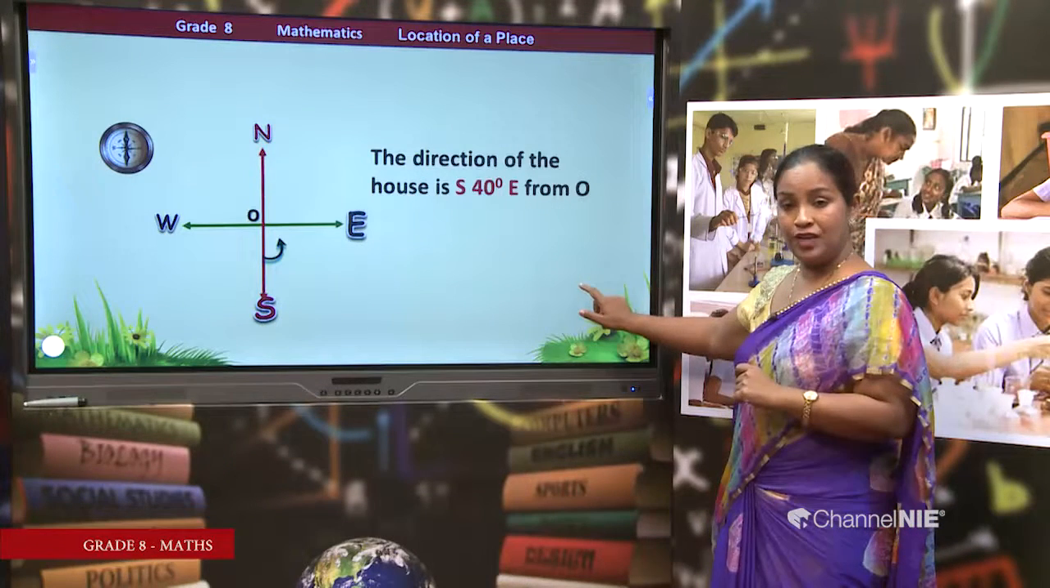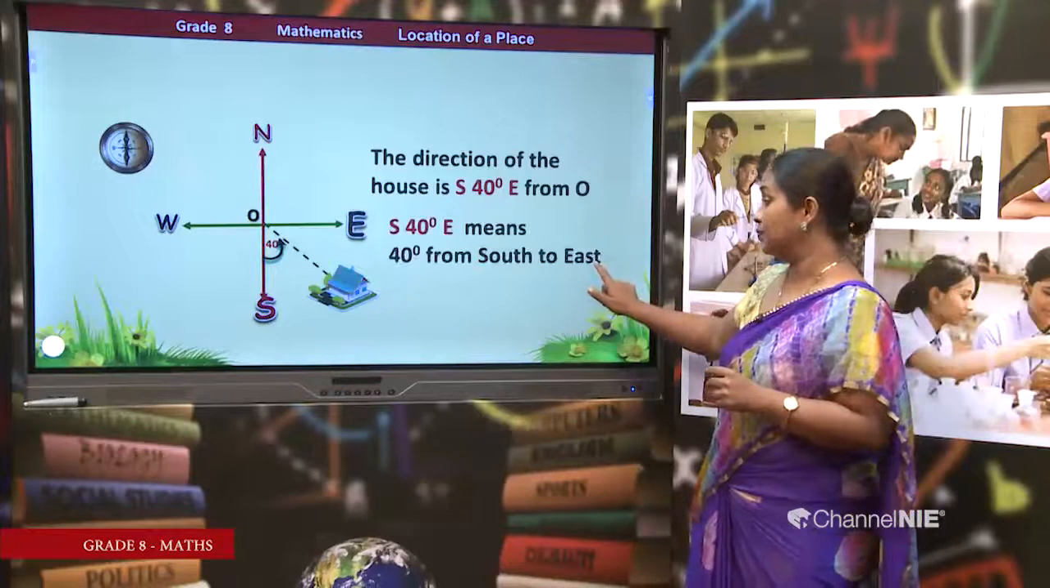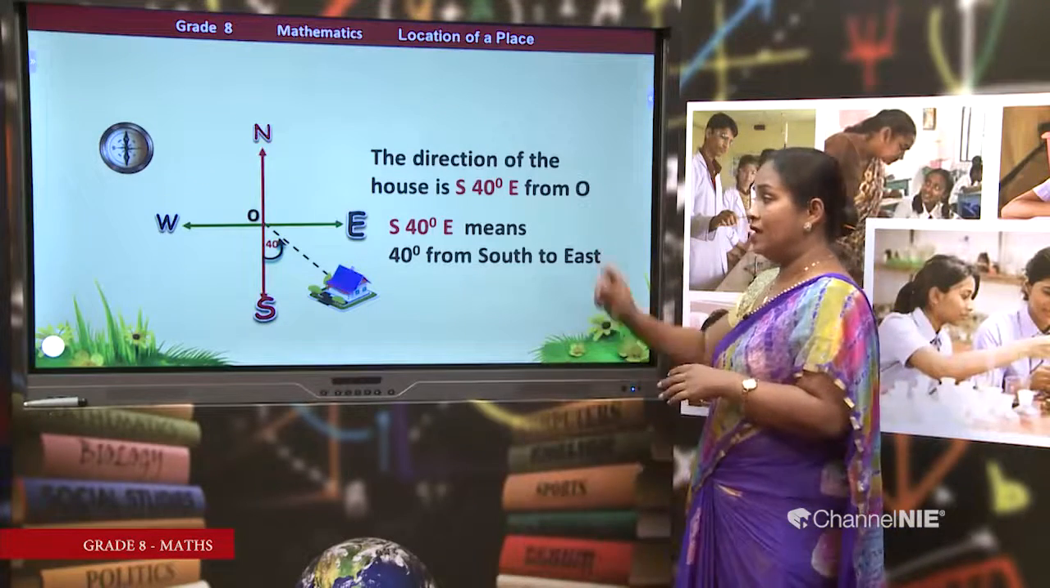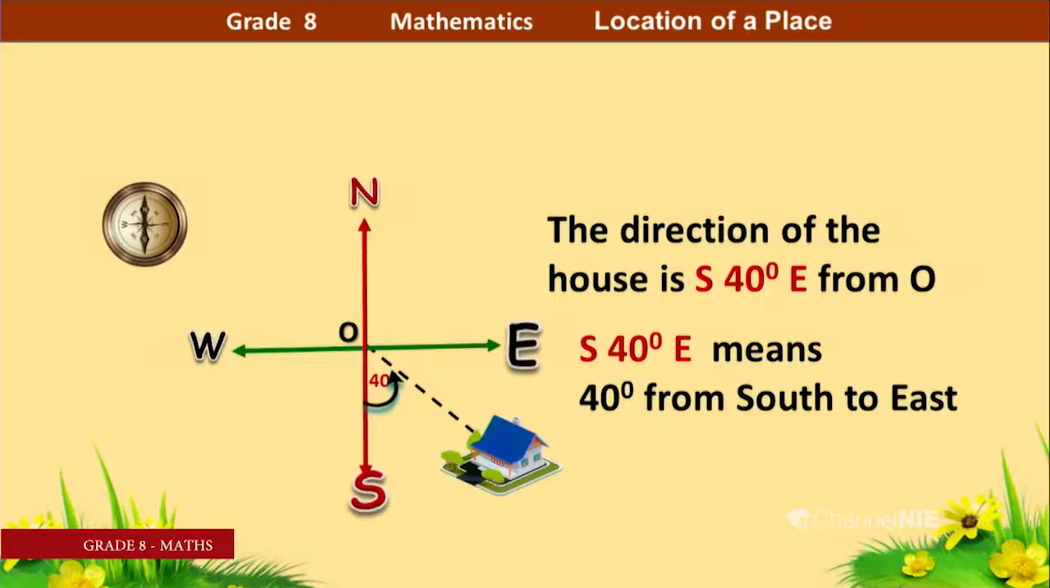It is in between south and east. The angle is measured from the south direction, that is 40 degrees, and we draw the line. Here we go, here is the house. That is the given direction. We sketch and show where it is. Shall we move on? The meaning of the short form S 40 degrees E is 40 degrees from south to east. You know that.